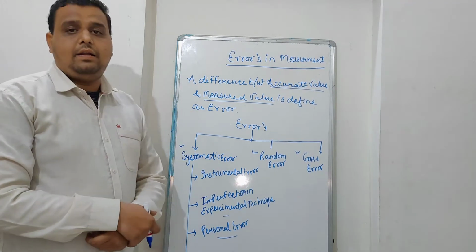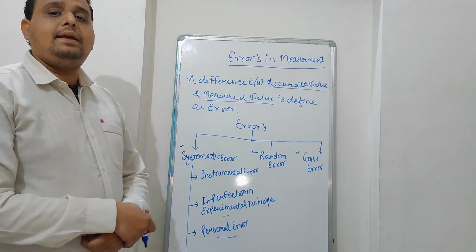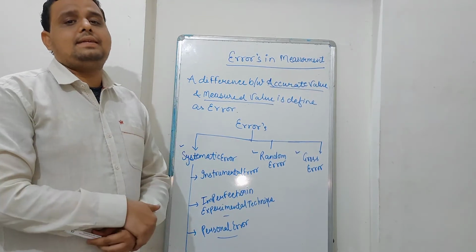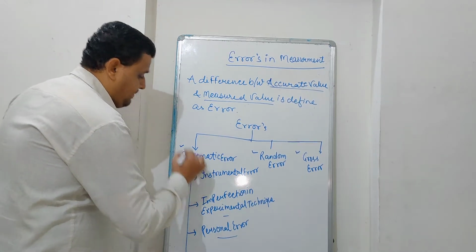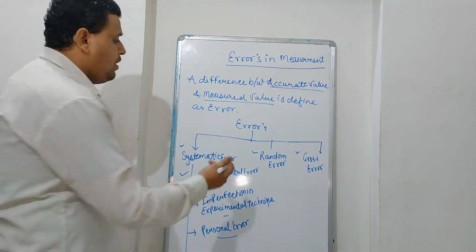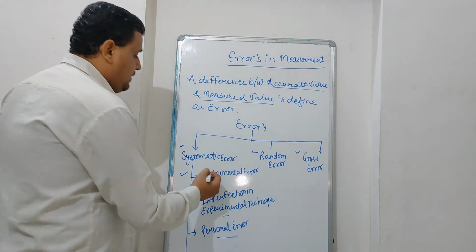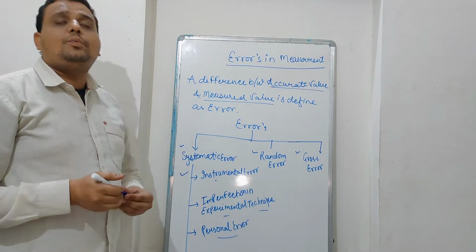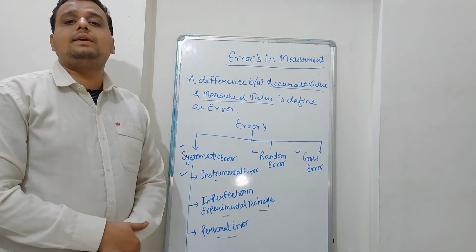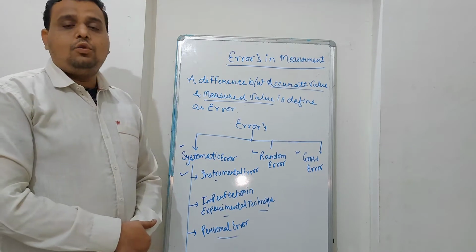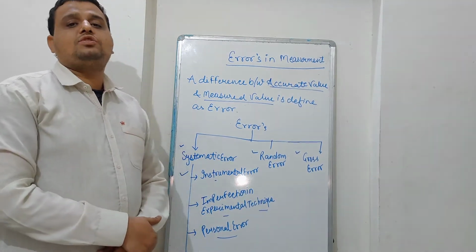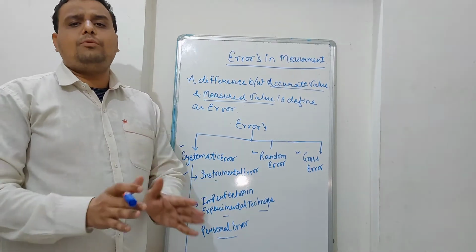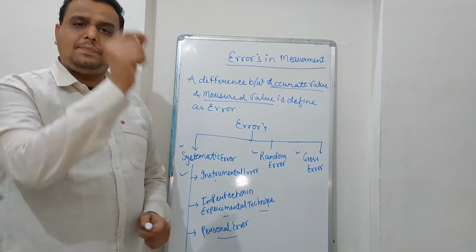What is instrumental error? Our instrument does not take a reading correctly. For example, a thermometer that cannot take a measurement correctly in the Fahrenheit or Celsius scale is defined as instrumental error. This is error caused by our instrument. Imperfection in experimental technique: when an observer cannot apply the observation technique correctly, those errors are defined as imperfection in technique.